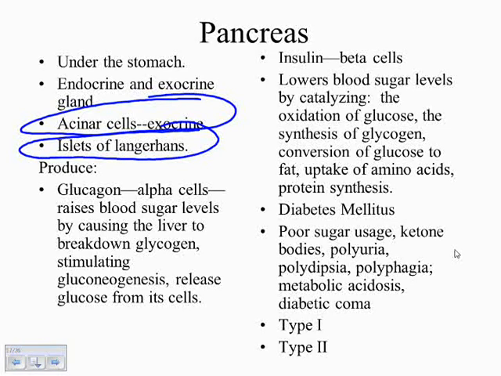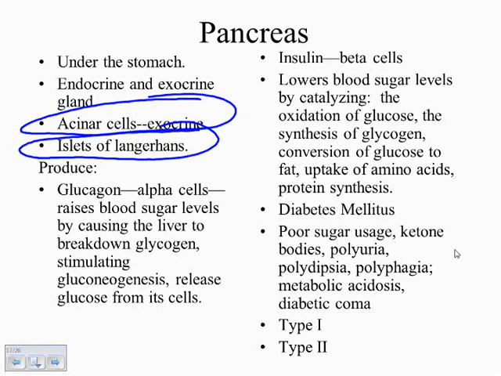It does that in a number of ways. One of the ways it does it is by causing the liver to break down glycogen. Think about what I just said. What did I just say glycogen is? It's a polysaccharide made of what monomers? Glucose. So if you break down a polysaccharide made of glucose, what do you get? You get glucose, okay? Glucose is released into the blood.